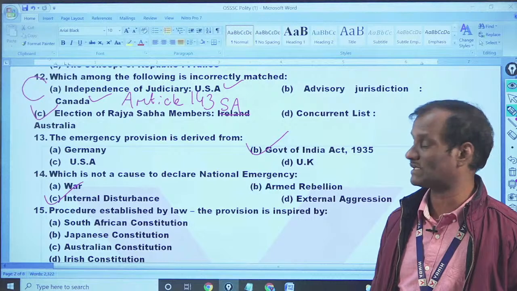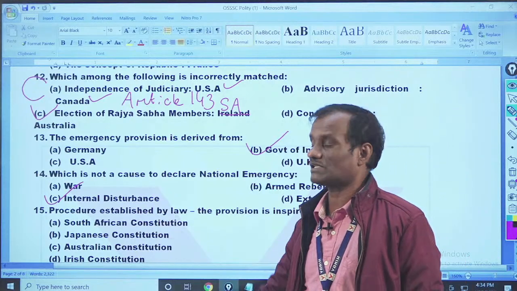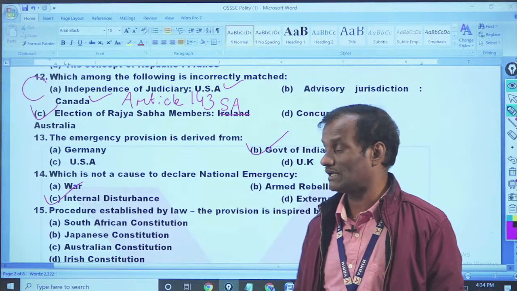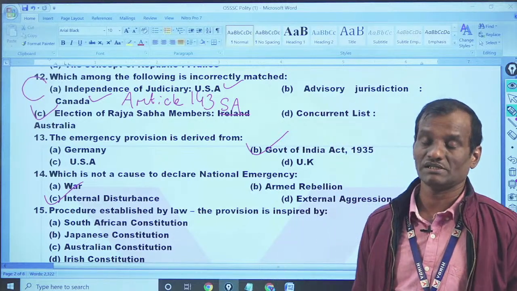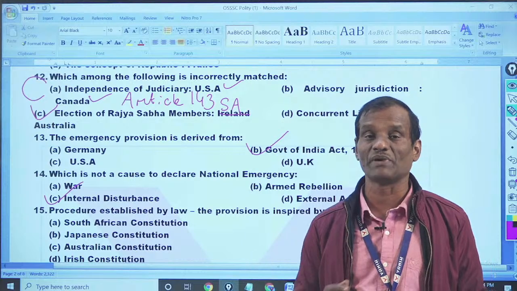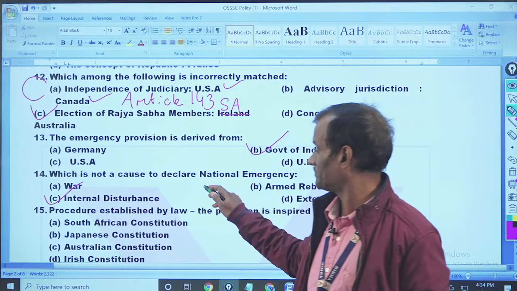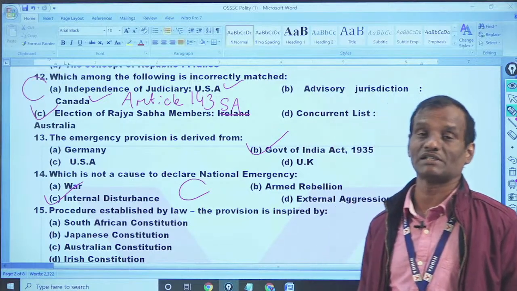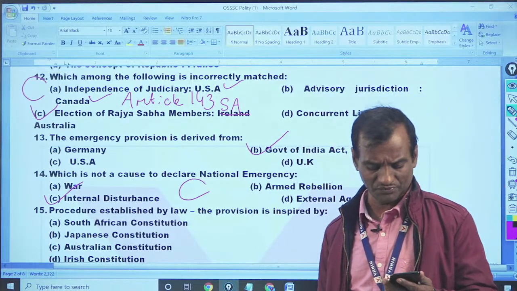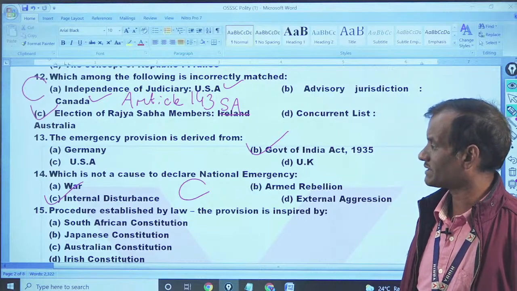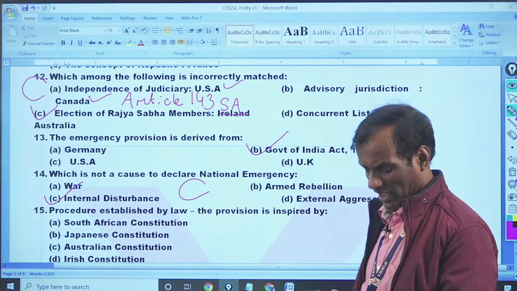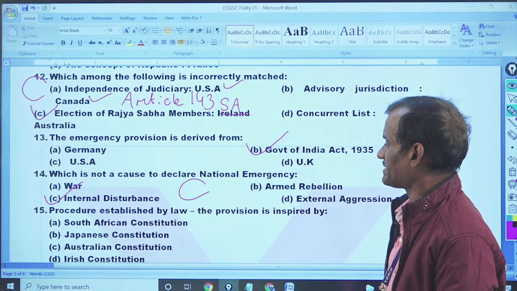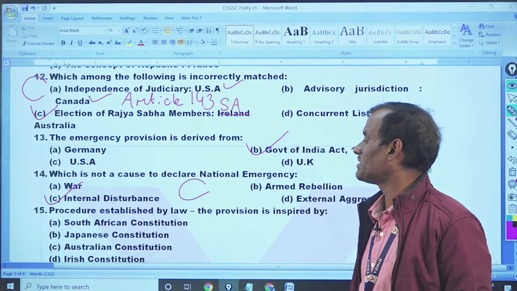It has been replaced. So now internal disturbance is not a ground for imposition of president's rule. It is now an obsolete or repealed provision. So that is C. And national emergency is imposed under Article 352 of the Indian Constitution. Yes. So 14 is C. Yes, you are right. Pradeep, you are absolutely right. C.